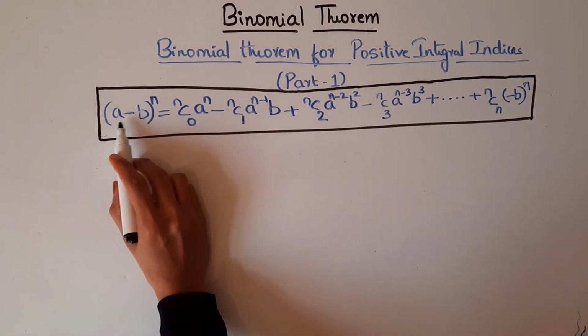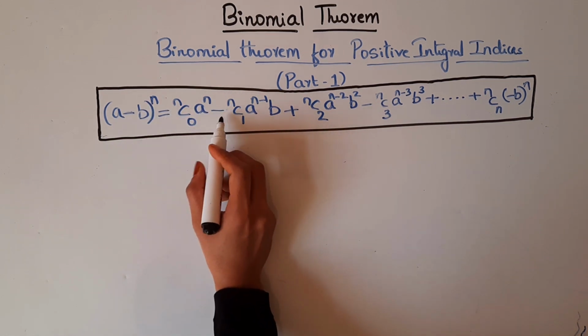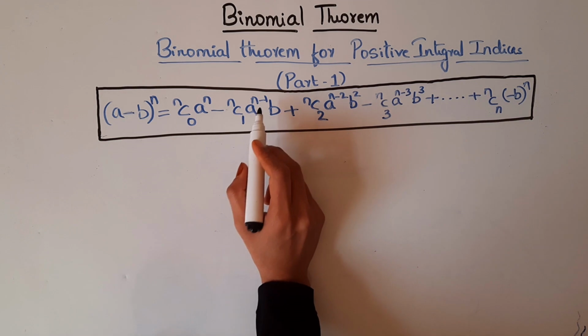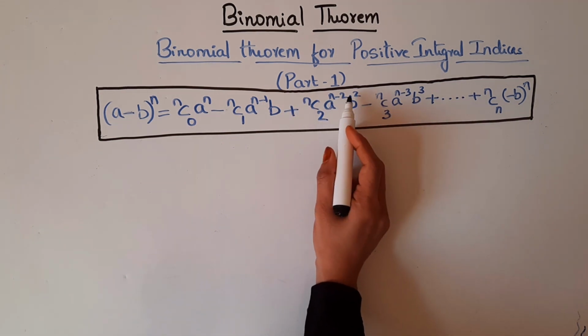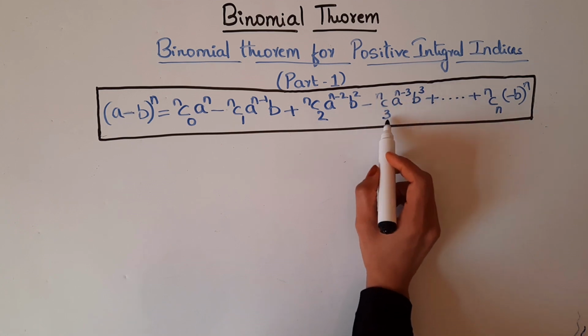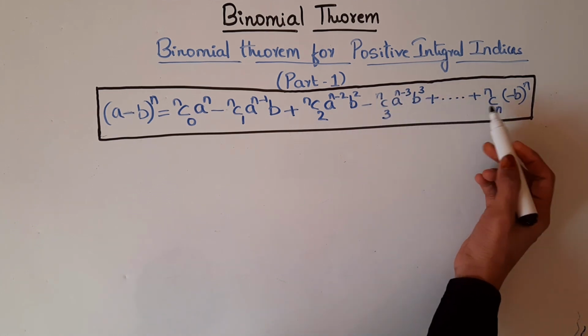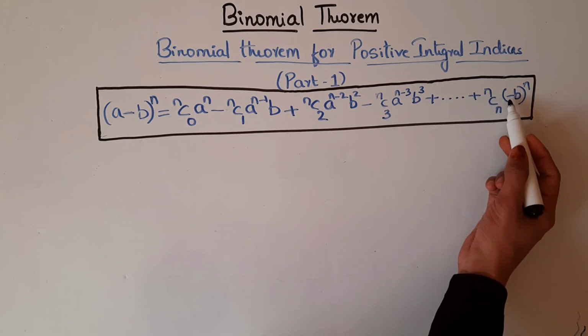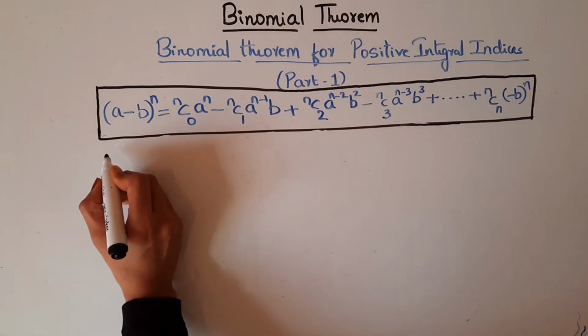So I have a minus b to the power n is equal to NC0 into a power n minus NC1 into a power n minus 1 into b plus NC2 into a power n minus 2 into b square minus NC3 into a power n minus 3 into b cube plus and so on plus NCn into minus b to the power n. Right?